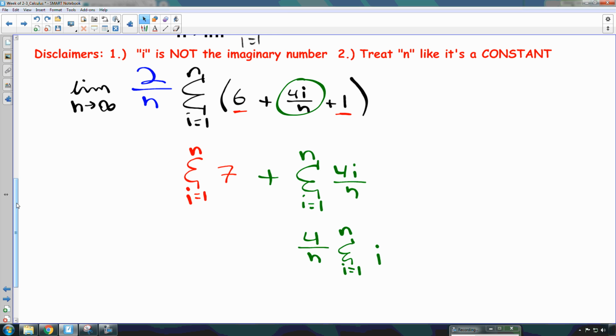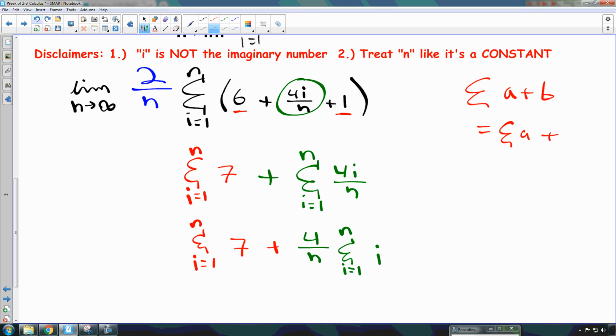So there's that, and there's this. So that is all of this stuff done out. This right here, I just changed into those green and red things underneath. In other words, the summation can be broken down. So the sum of A plus B is also known as the sum of A plus the sum of B. That's important.